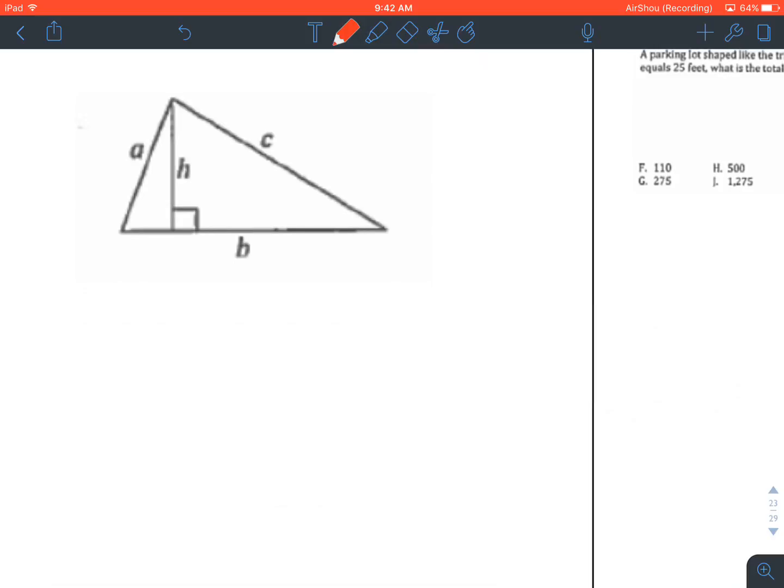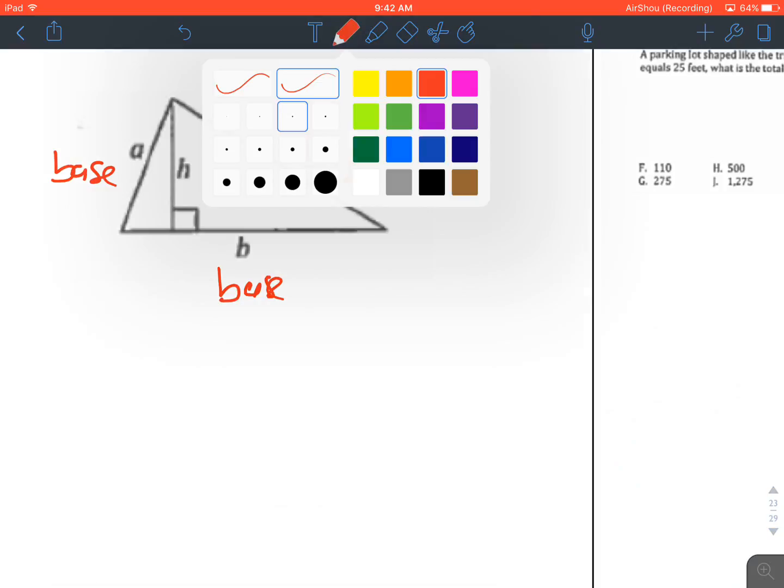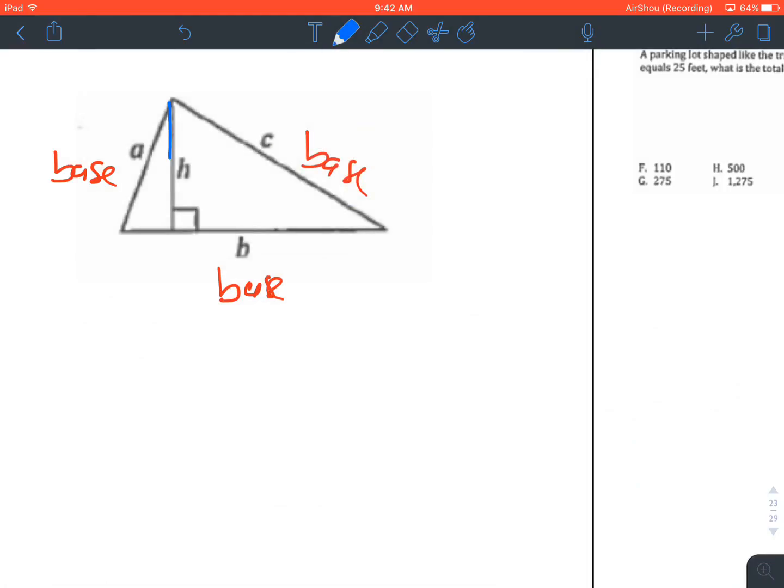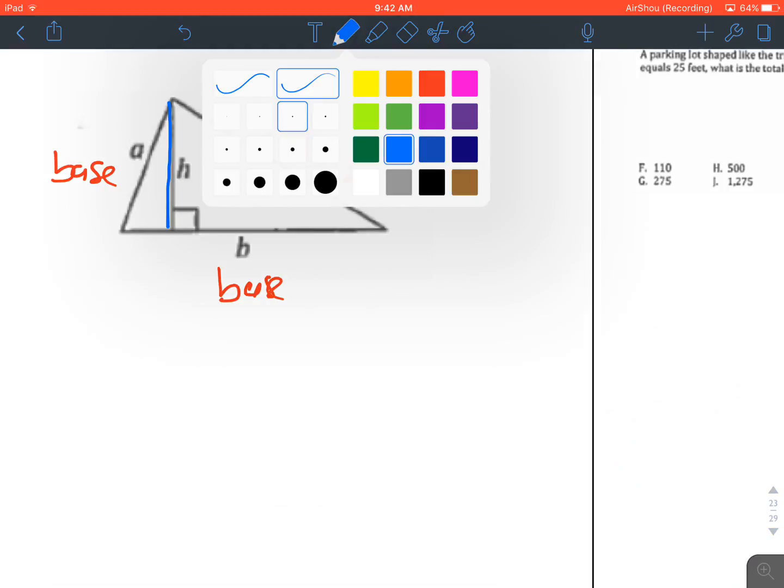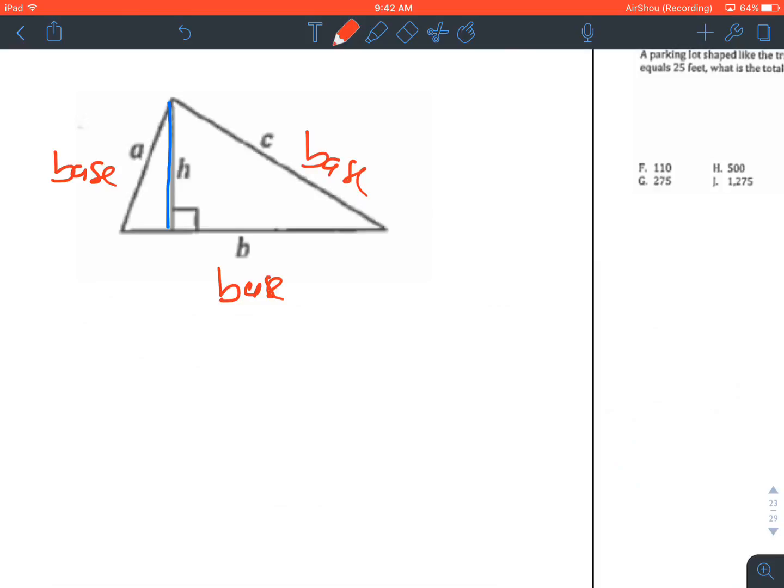In a triangle, each side is called a base. And if you recall from geometry, an altitude is the segment in the triangle that goes from a vertex to the opposite side, forming a perpendicular. So in this case, H is an altitude. You could also draw an altitude from this base, making a perpendicular, and from this base as well.